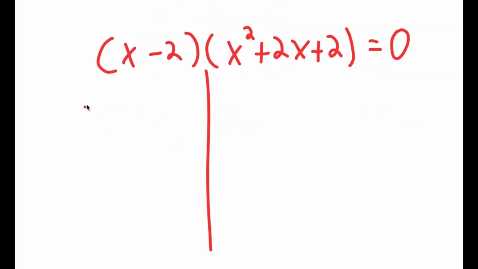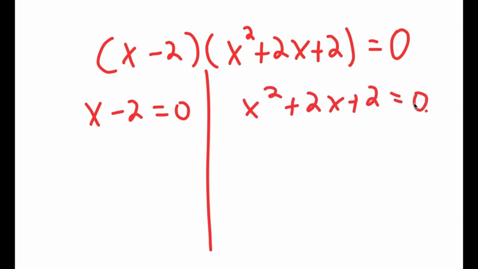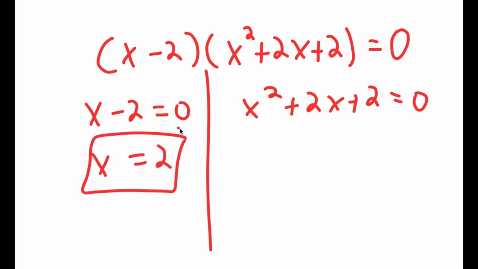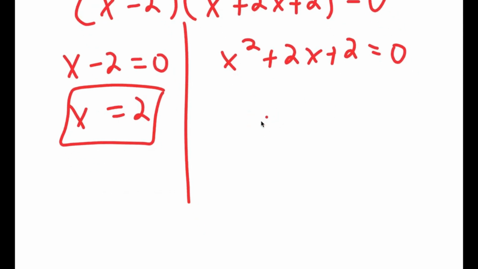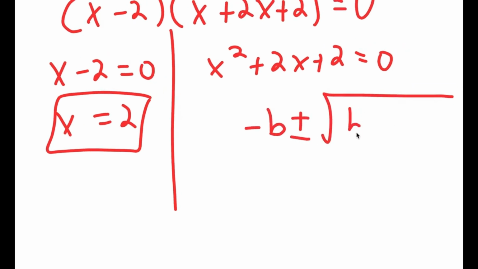So for this equation, I get x minus 2 is equal to 0, and x squared plus 2x plus 2 is equal to 0. For x minus 2 equals 0, x is obviously equal to 2, and we already got this solution before, so this is no surprise. Now for x squared plus 2x plus 2 equals 0, to solve this, we have to use the quadratic formula, which is -b plus or minus the square root of b squared minus 4ac all over 2a.